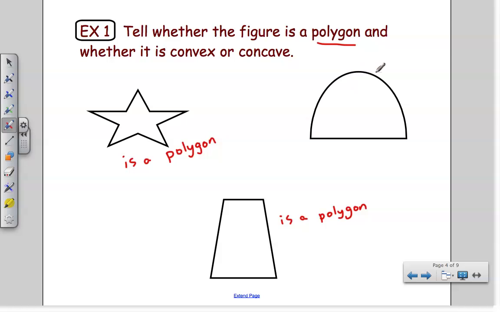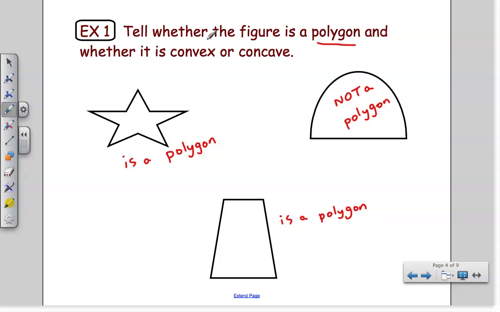This here, this curved, rounded sort of line or side in a sense, that is not a polygon. Because of that roundness, it's not line segments, it's not straight lines. This is not an actual polygon.